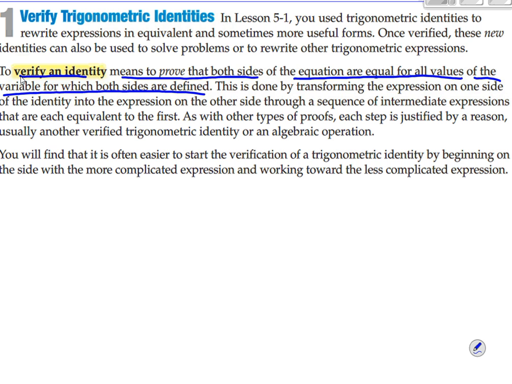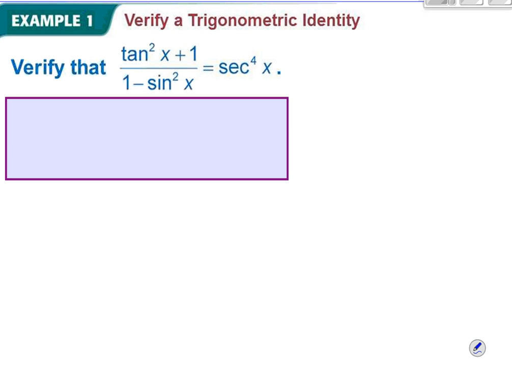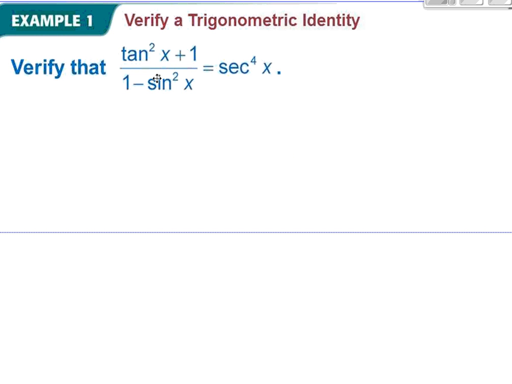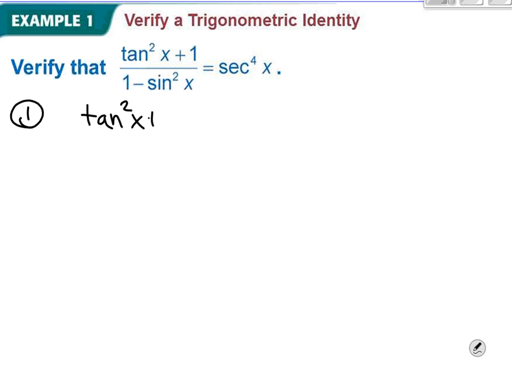So we'll just jump right into this, and when we start going through this one, you will find these use a bit of paper, and the deal with this is you are proving something, so you have to go sequentially and you're not crossing the equal sign. So generally we're working straight down a side as we go. And I'll always just rewrite the problem. So tangent squared x plus 1 over 1 minus sine squared x equals secant to the fourth x.